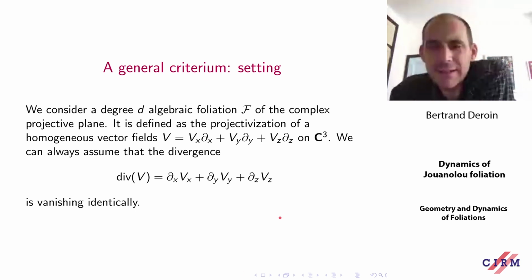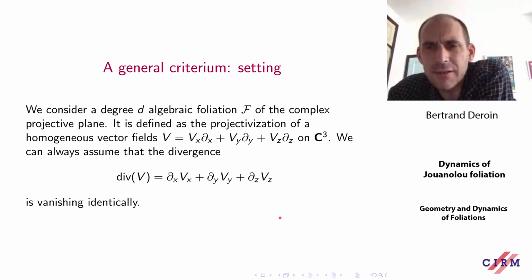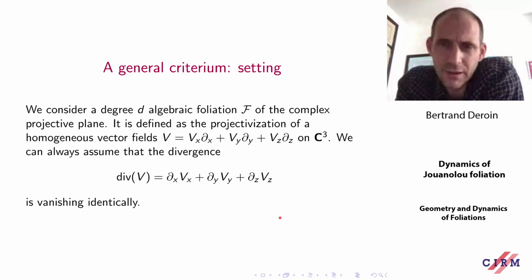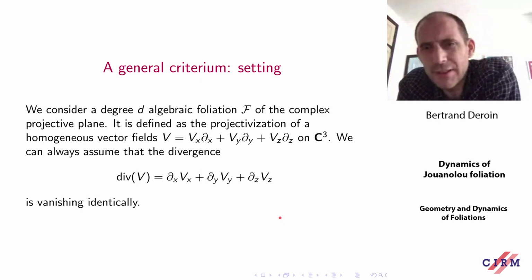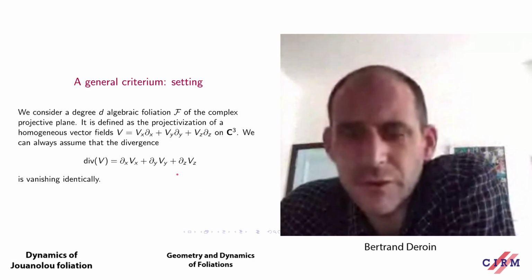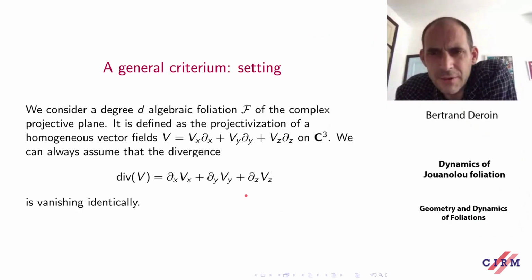What I am going to speak about is a general criterion which permits us to establish that a given foliation of the complex projective plane is structurally stable, and another criterion which ensures that it has a non-trivial Fatou component, which is a fibration by disks over some algebraic curve. So before stating the criterion, I'm going to state the setup.